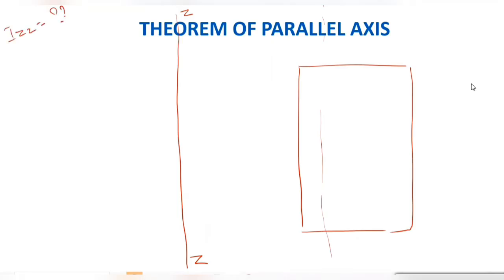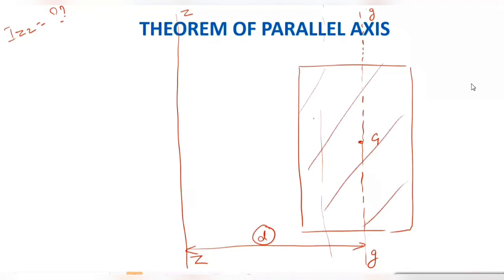So what we can do is, we identify the geometric center of the area, which in this case will be here. Through the geometric center, we draw an axis parallel to the given axis. That is, I draw one parallel to ZZ, let's say I call it GG, passing through the geometric center. Then the perpendicular distance between these two parallel lines, we call it D. And this area in question, we call it A.